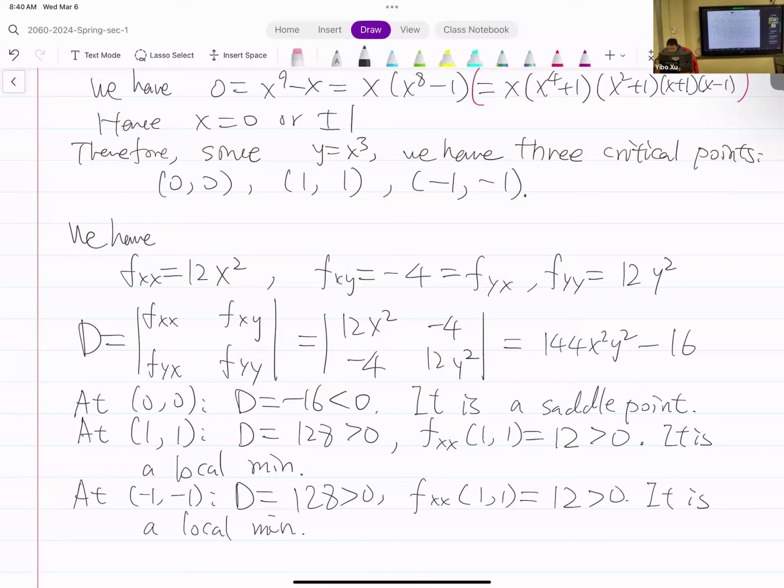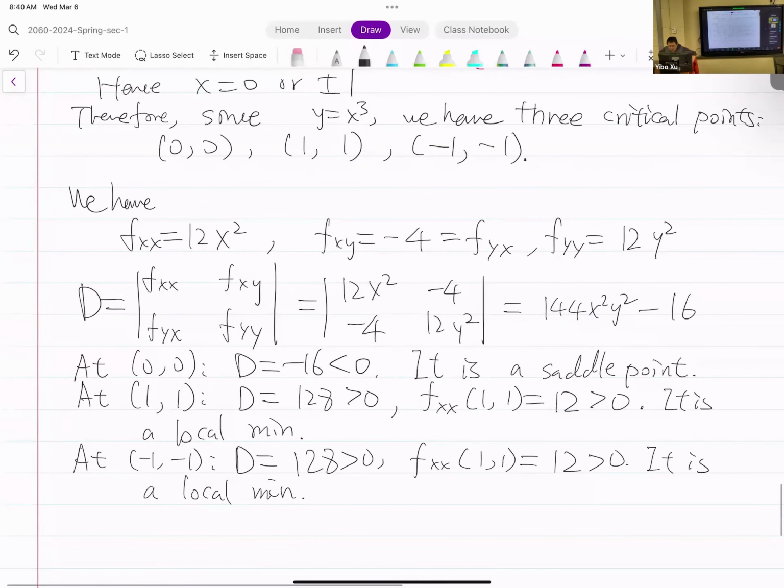So here we see that we have 3 critical points. One of them is a saddle point, but the other 2 are both local minimum. Okay, so there's no local maximum. Any questions?